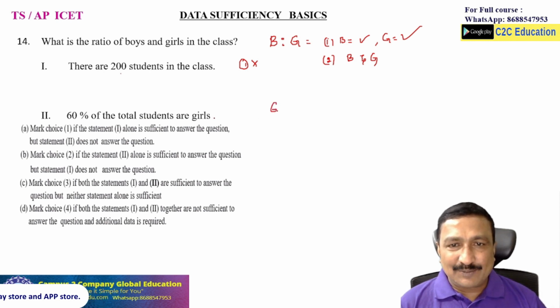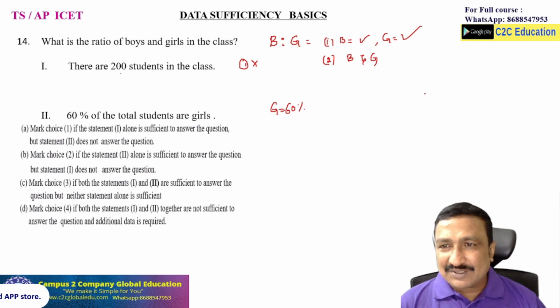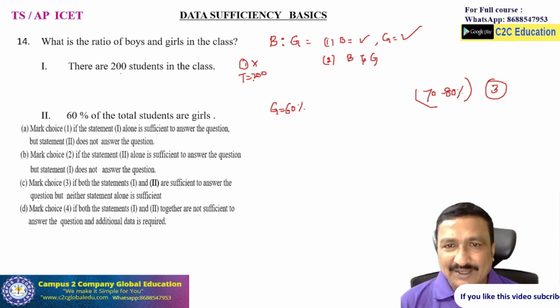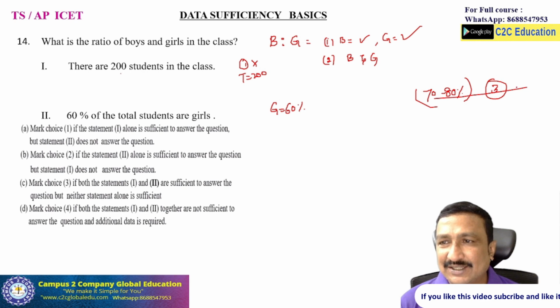So girls are 60%. I told you, 70 to 80% of students will keep the answer directly as the third option. Why? Because we know that the total number of students is 200 and the girls' percentage is 60%. So we can find 60% of 200, and the rest are boys. So we can find the answer. So the answer is the third option, which is wrong.